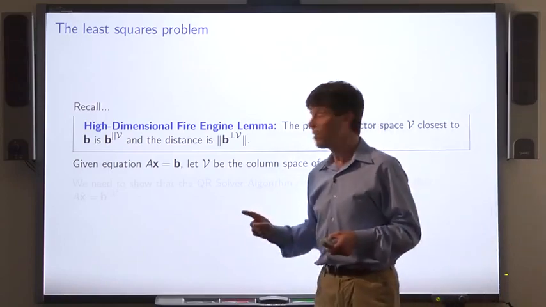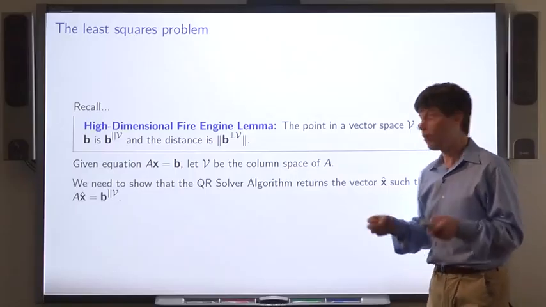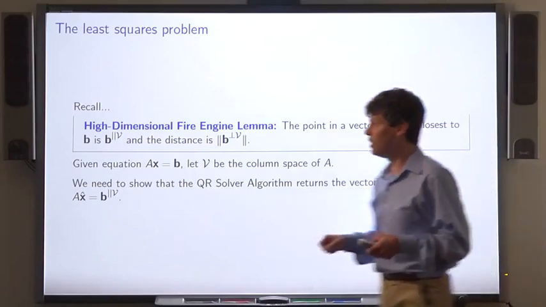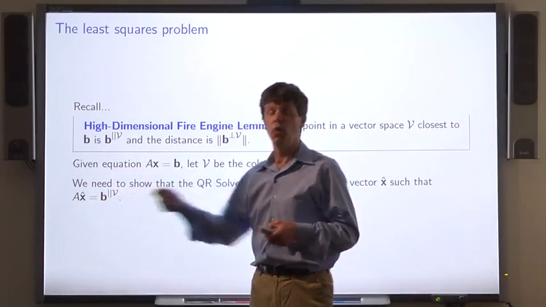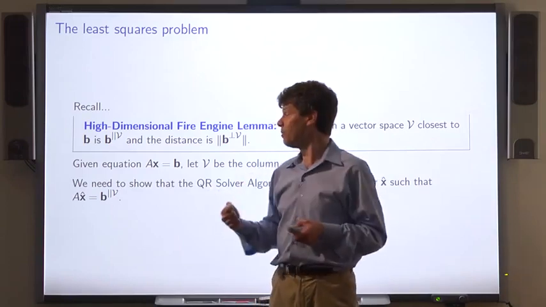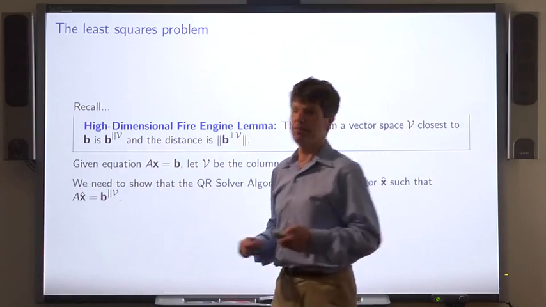Given the matrix vector equation Ax equals b, let V be the column space of A. We need to show that our algorithm will return a vector x hat such that A x hat is as close as possible to b while still lying in the column space of A. That is, that A x hat equals b parallel.